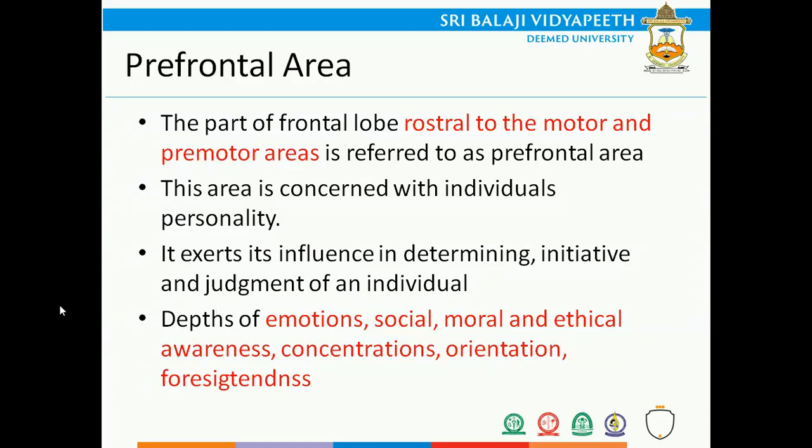Then concentration. When you are listening to the class, your complete concentration is towards what you are learning. So that concentration is in the prefrontal area. Orientation. This concentration will make you orient to the subject you are learning. So orientation is part of concentration. Then foresightedness. What is foresightedness? Expecting something to come. Foresightedness is when you have a feeling that you may fall sick, or you may think something is going to happen. That kind of foresightedness is again the responsibility of the prefrontal area of the brain.